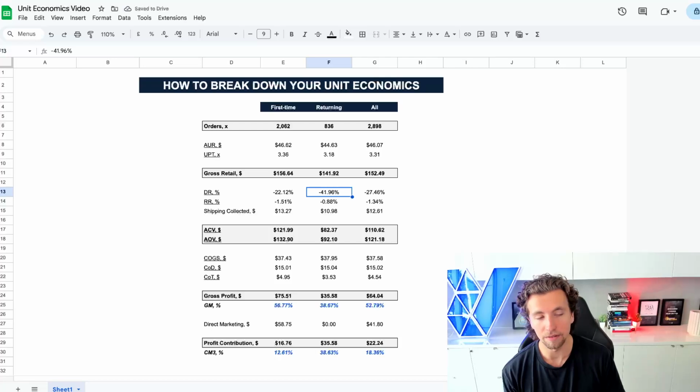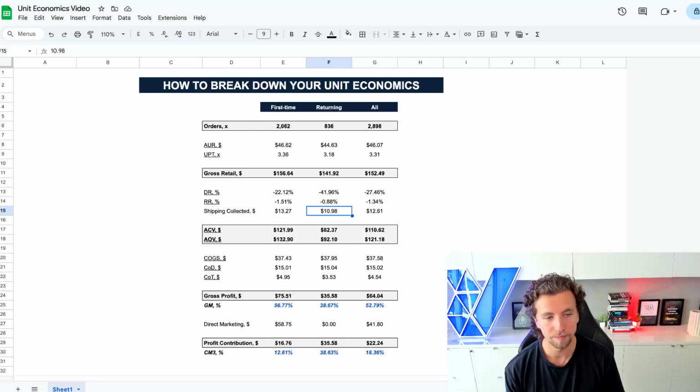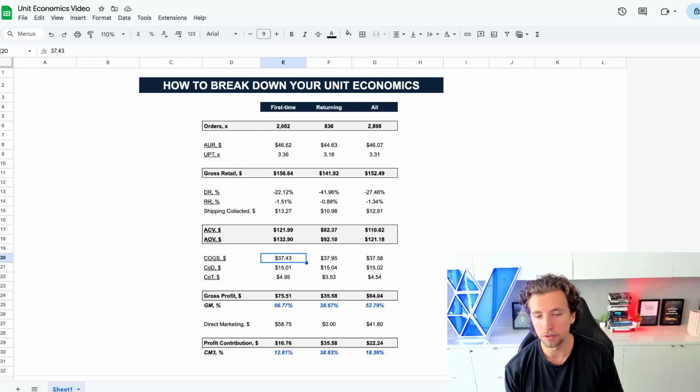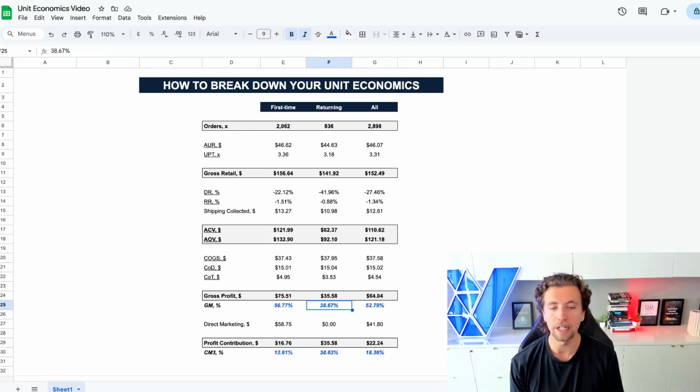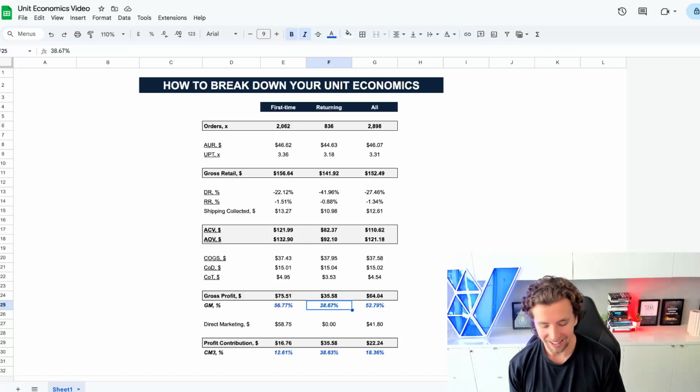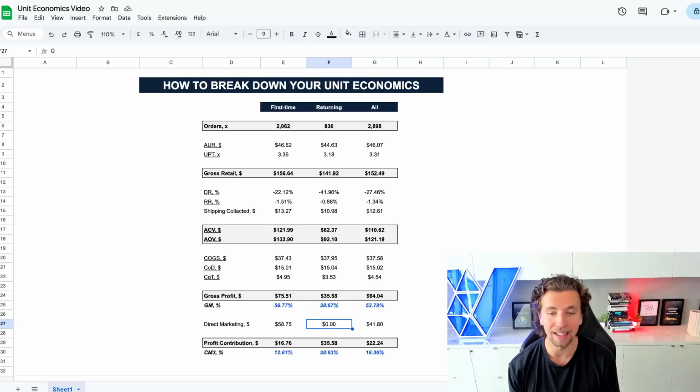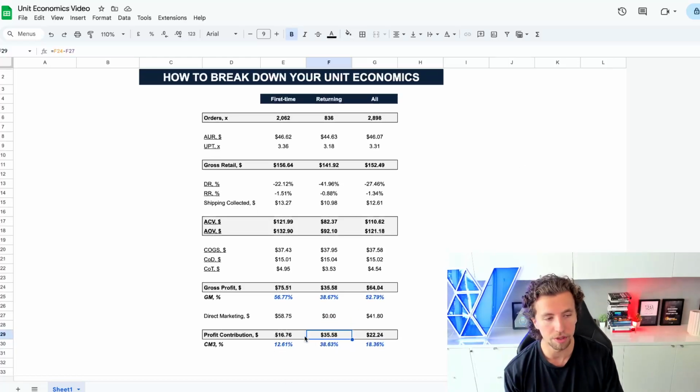Returning customers are getting discounted at 42% versus 22%. Now, that ends up becoming an issue when we move through to average order value, which is sitting about 40%, maybe 50% lower here. Now we move through to cost of goods, and you can see cost of goods is the same. And this is what happens when you discount: your cost of goods stays the same. You just lose a bunch of margin. And so you go down to gross margin, and they're operating at 38% gross margin on returning customers. Now, luckily with returning customers, there's no direct marketing expense associated with getting that customer back. And so that flows straight through into profit contribution, and you end up in a better position than you do on first-time orders.